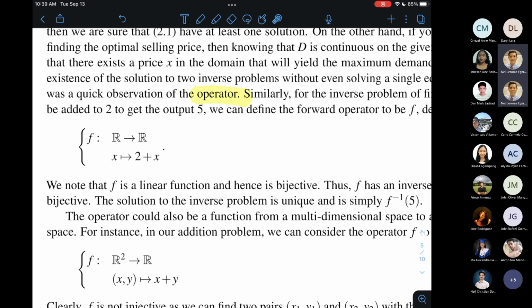If you have a forward operator, take its inverse if possible to get the solution to the inverse problem, right? And even before doing the inversion process or trying to do so, we already know that there is a unique solution, because this forward operator has an inverse. So the answer to this inverse problem of getting what should be added to 2 to get the output 5 is simply the image of 5 under the inverse map. Okay?